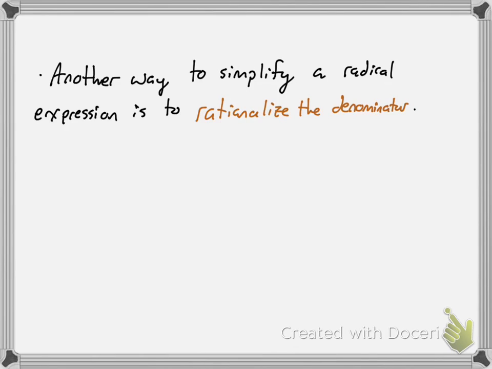The last thing we're going to talk about in this video is rationalizing a denominator. So this is another way to simplify a radical expression, and it's how we deal with if our final answer has a radical in the denominator, because technically that wouldn't be considered simplified. So for example, if I had something like 1 over the square root of 2, I need to get the radical out of the denominator, so an easy way I can fix this is by multiplying the top and bottom by the denominator.